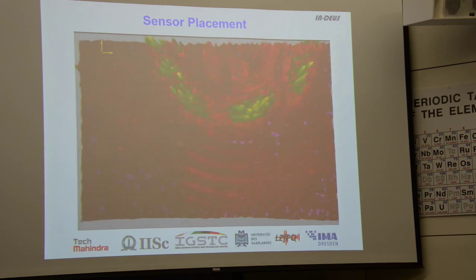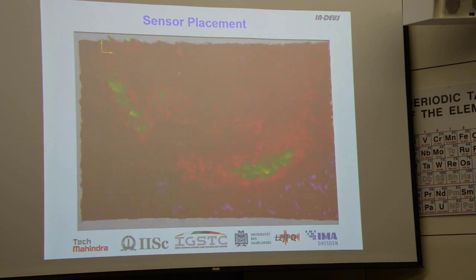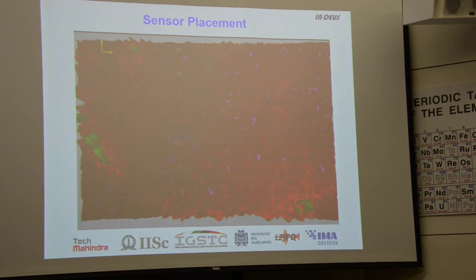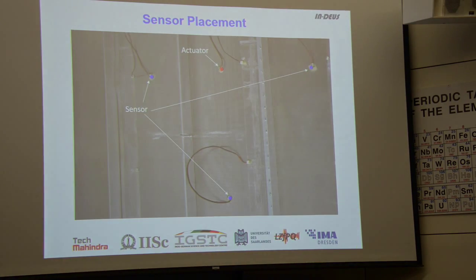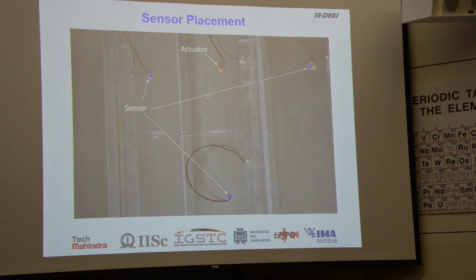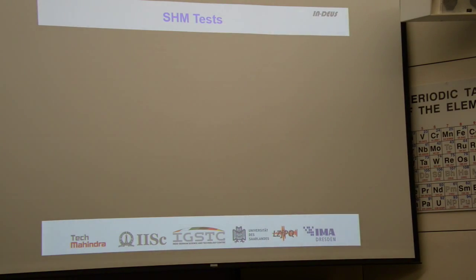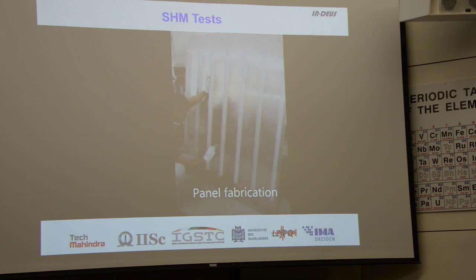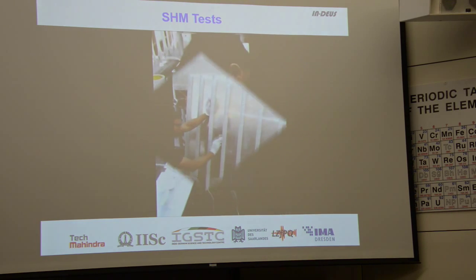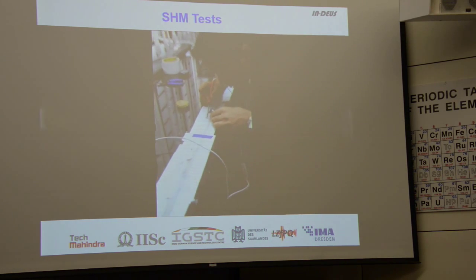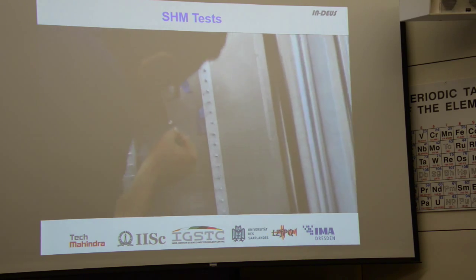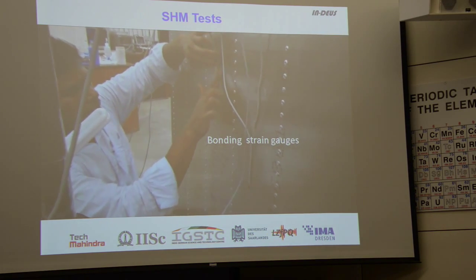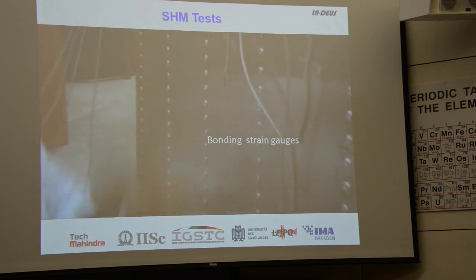So intuitively, you could place a couple of sensors near the actuator position and along the path of the reflected packet. Based on this assumption, we took 4 sensors and placed them in this configuration, and I'll show you a video of how we perform the test. We start out with panel fabrication. We created sensor interconnects. We then bonded sensors to record the guided waves. We also bonded strain gauges to measure the strain around the crack tips.